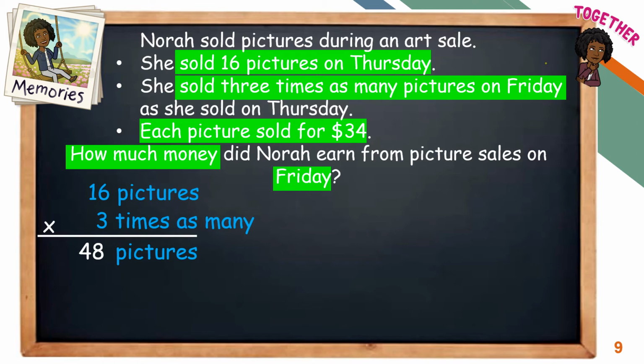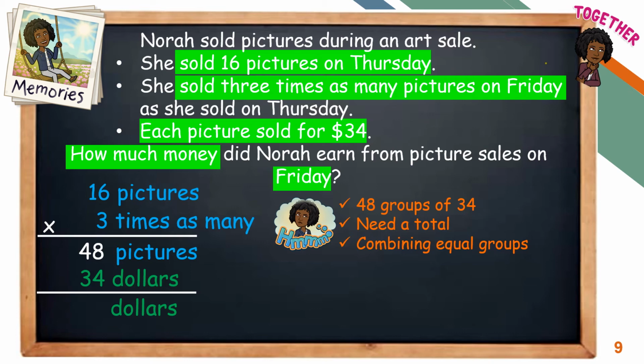For this one, let's estimate our answer. We know she sold 48 pictures and she charged $34 per picture. Those numbers are too big to draw a picture. So let's think. 48 pictures represents my groups, and each group is worth $34. So that's 48 groups of 34. And I know I need to find out the total money earned. So I need to combine these equal groups.